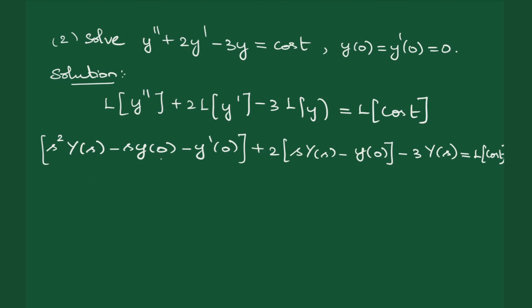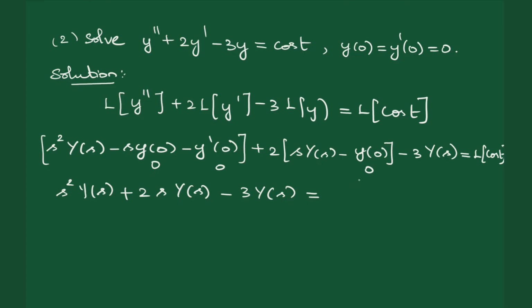So now here y of 0 as well as y dash of 0 are given as 0 here. So that here s square into Y of s, these two terms become 0. Next is plus 2 into s into Y of s. This term becomes 0 here. This term 0. This term 0. So minus 3 into Y of s is equal to, now we can write the formula for L of cos t.